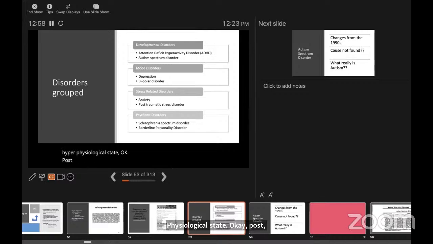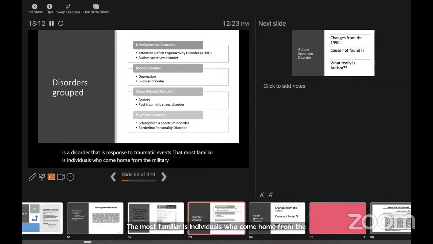Post-traumatic stress disorder is a disorder that is a response to traumatic events. The most familiar is individuals who come home from the military who have post-traumatic stress disorder because of things they experienced on the battlefield. But in general, whenever someone has a traumatic event, depending on different factors, there's a 17% chance that you will get PTSD symptoms or the full disorder, okay? Post-traumatic stress disorder is whenever something that is familiar to that traumatic event triggers a stress response in the individual, okay? And so that's the basic definition of that.